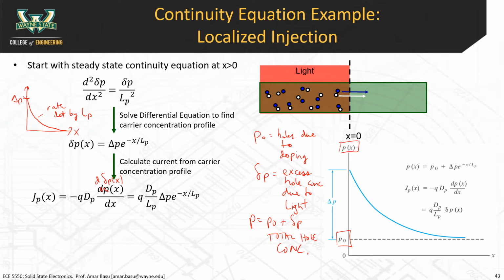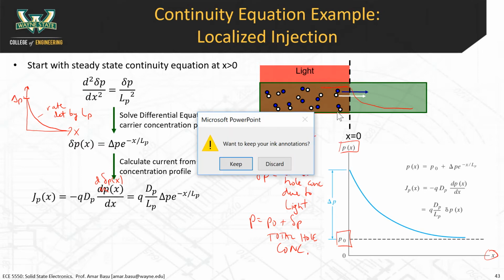All right, so when we're showing p of x here, this p of x is the total hole concentration. And what's being plotted here is it being plotted against x. So at x equals 0, there's a high level of holes, and as you go further along, the number of excess holes goes to 0, and so this function, the total hole concentration, drops down to p0.